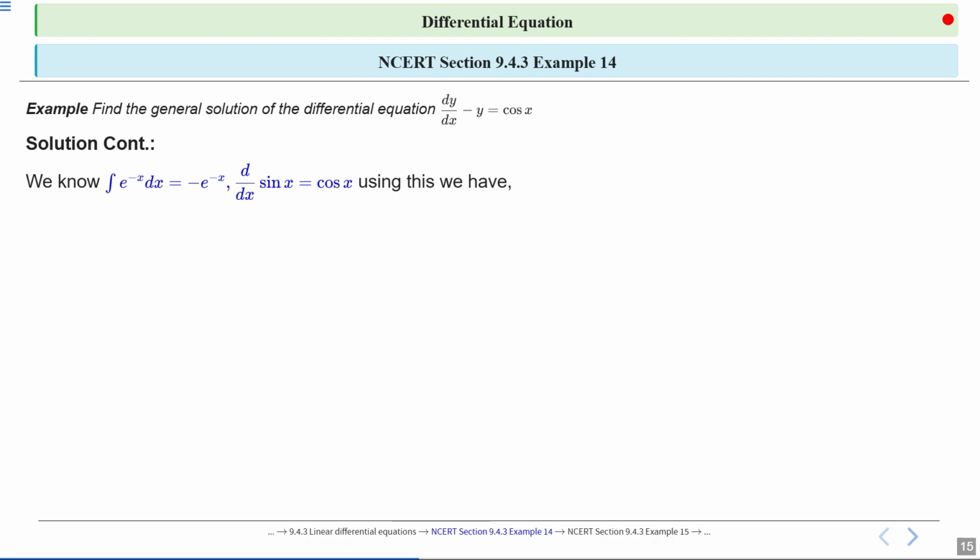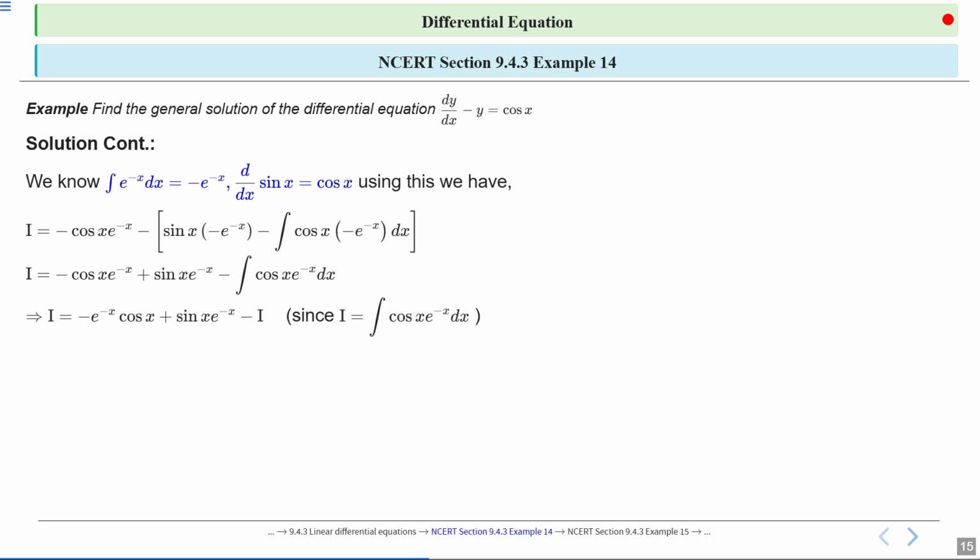And we know that integration of e to the power minus x is minus e to the power minus x, and differentiation of sin x with respect to x is cos x. So using this we have I is equal to minus cos x into e to the power minus x minus sin x into minus e to the power minus x minus integration of cos x into minus e to the power minus x dx. So I is equal to minus cos x into e to the power minus x plus sin x e to the power minus x minus integration of cos x into e to the power minus x dx.